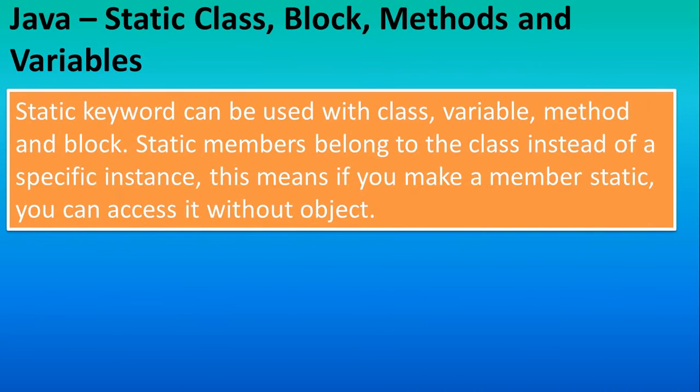So the static keyword can be used with the class, variable, method and block, and it belongs to the class instead of the instance. Instead of instance means instead of object. This means if you make static content, you can access it without an object. Whatever static content you create belongs to the class, not the object. That is the important point.